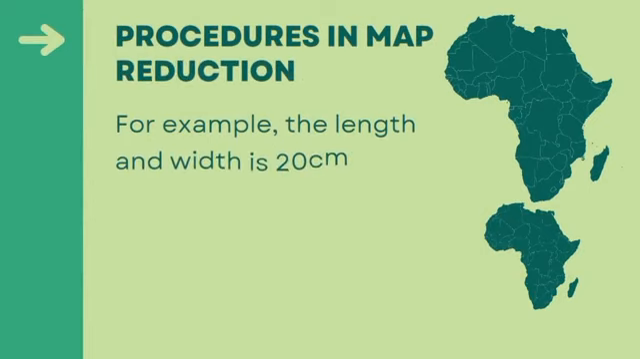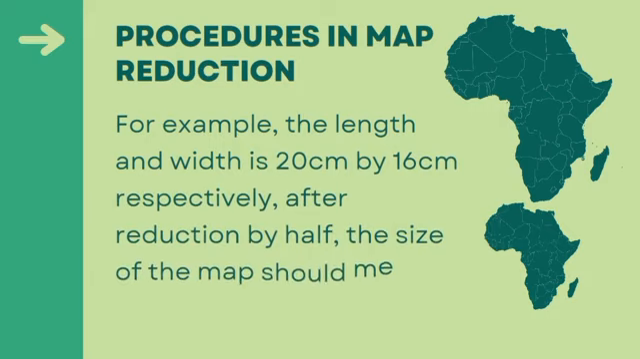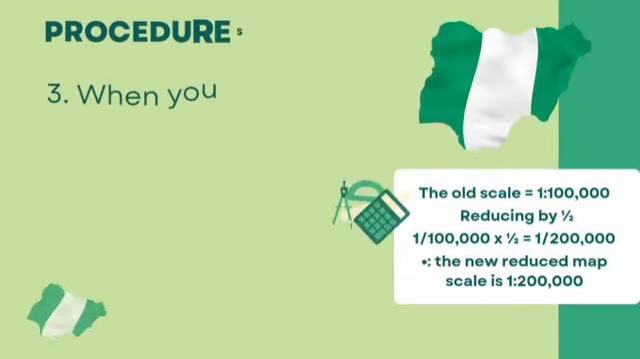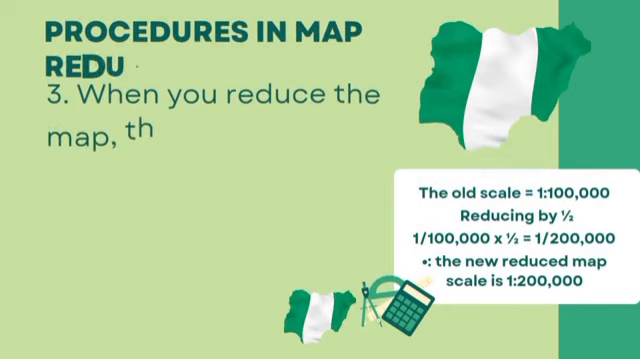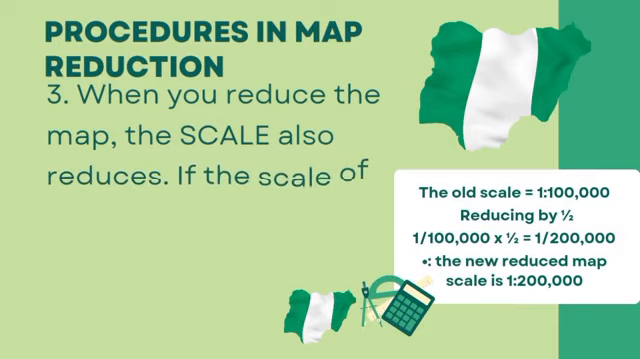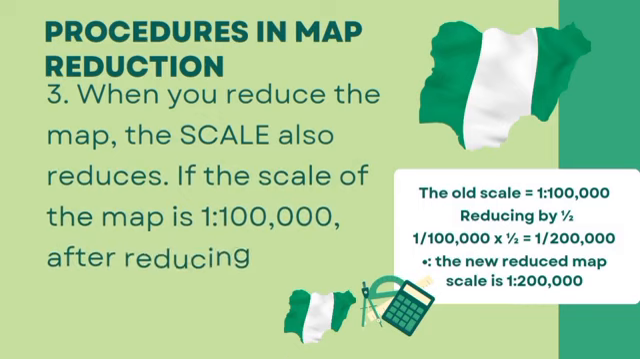In the procedure for measuring our map, we must get the accurate measurement of both the length and the width of the previous map. Then, after being given a specific size to reduce by, we divide the measurement by that size of reduction. At this point, procedure number 3 is very important. When you reduce the map, your scale also changes. You reduce the measurement of your scale.